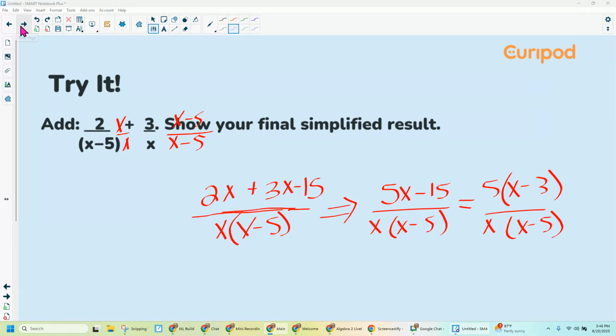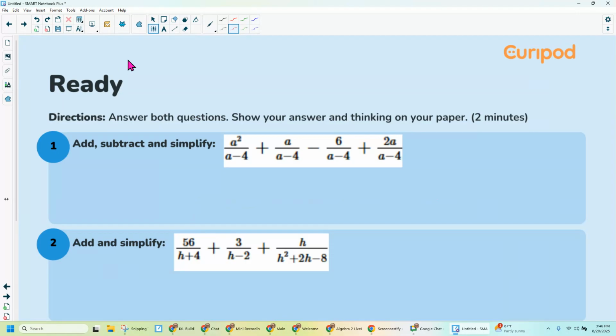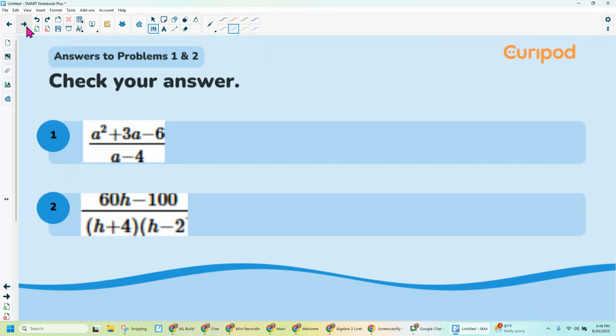Okay, let's keep going then. Here are 2 problems for you. Answer both of these problems on a piece of paper and see how you do. Take 2 minutes and solve this. Give it a pause and do that, and we'll see our answers on the next slide. All right, let's see our answers here. How did you do? Check your answers.